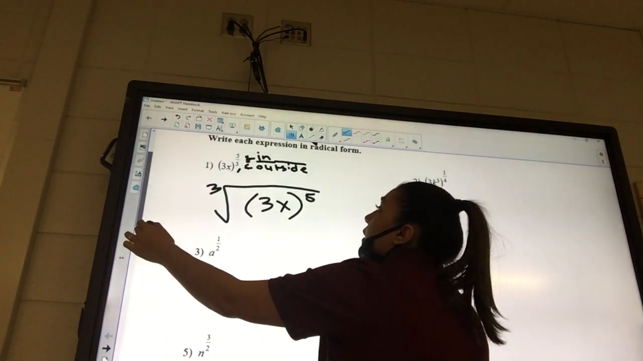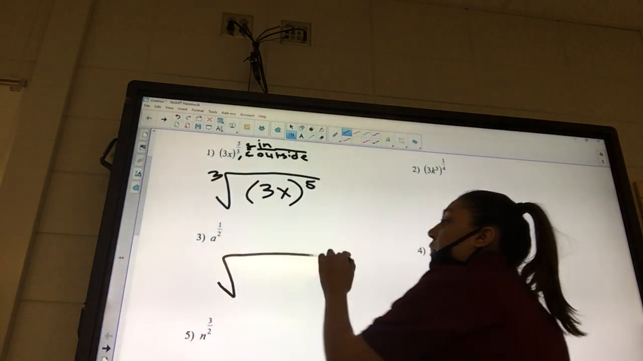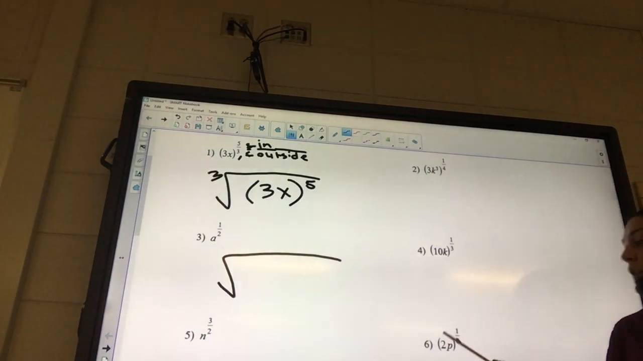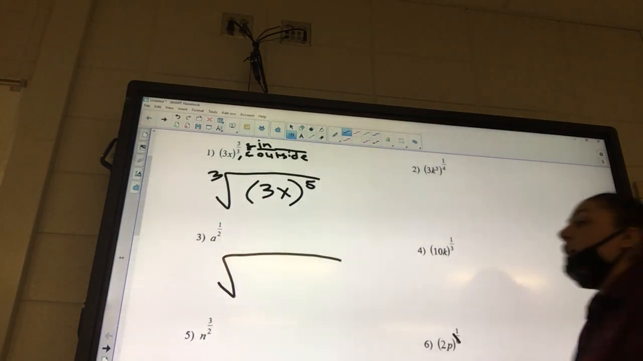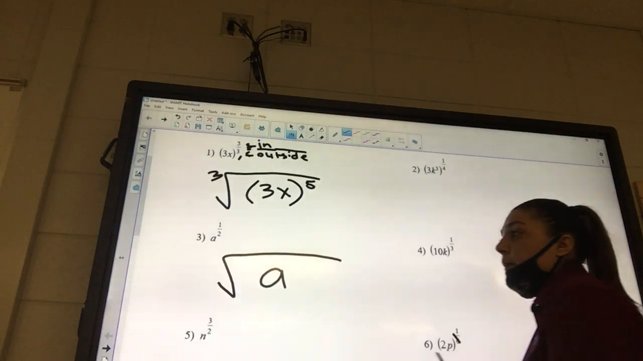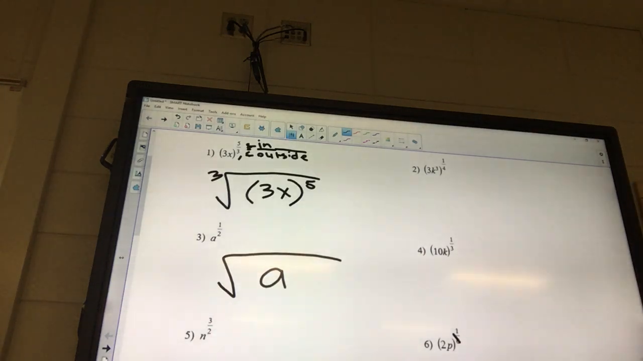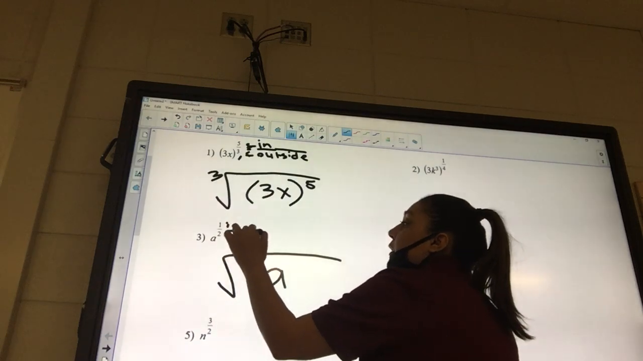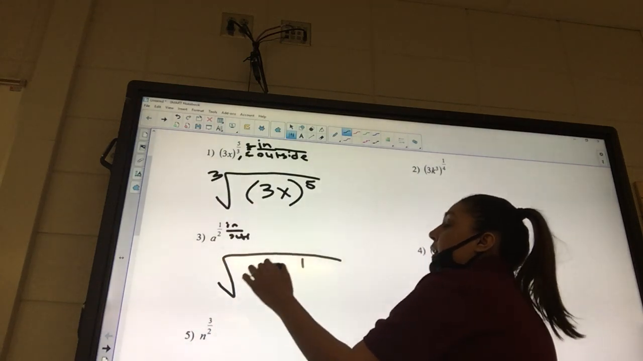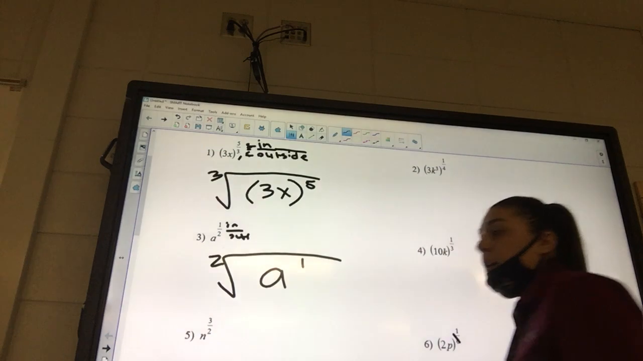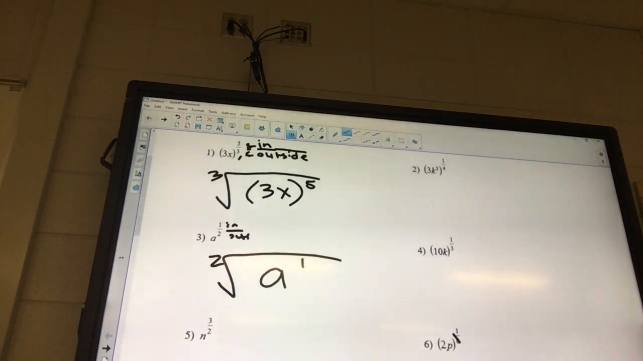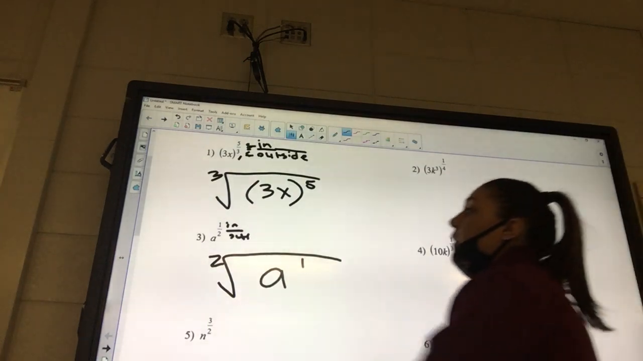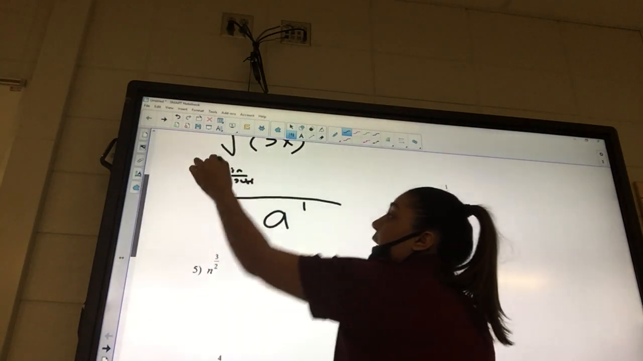So, let's look at this one. We draw our house. We always put the letter or the parenthesis stuff on the inside. So on the inside, we're definitely going to have an A. It goes inside, which is 1, over outside. So 1 inside, 2 goes on the outside. Make sense? Yeah.